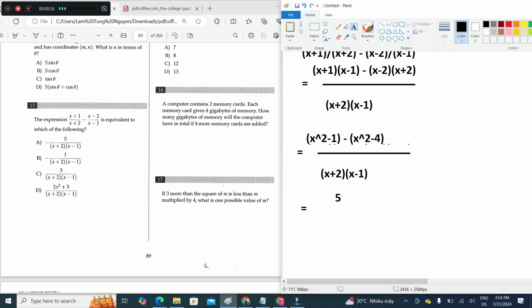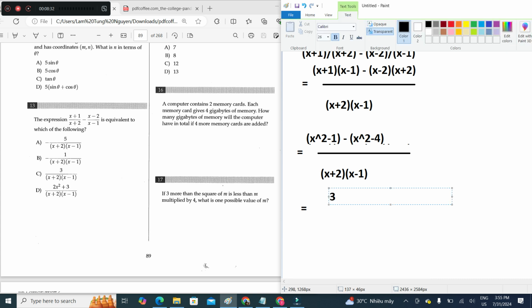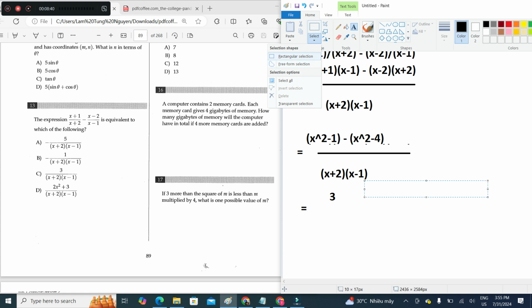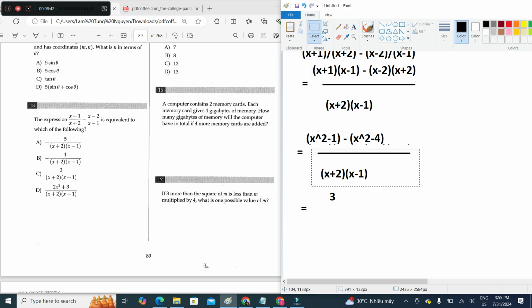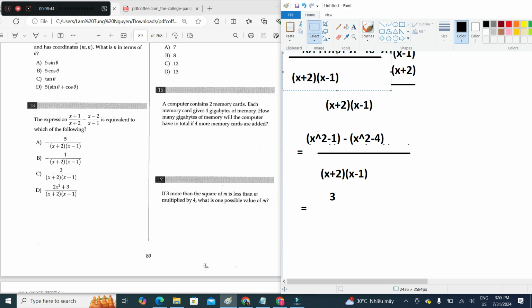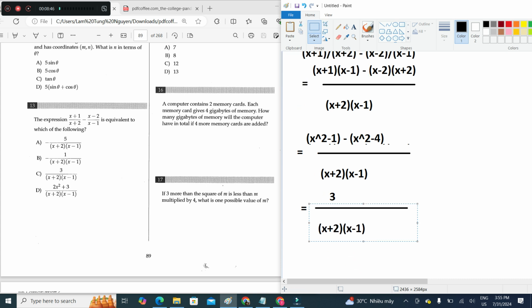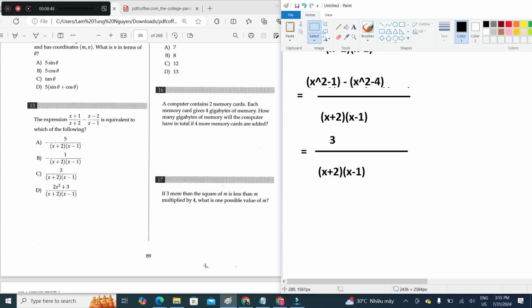No, this is 4. 4 minus 1, so it's 3. Sorry, 4 minus 1, so it's 3. Yeah, sorry. Because we have minus 4 is plus 4 here, and minus 1, so it's 3. It's a positive 3, right? Sorry. Yeah. So 3 over x plus 2 over x minus 1.